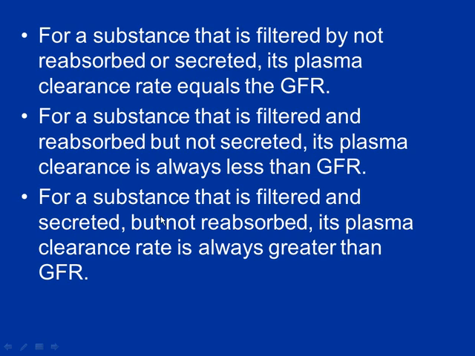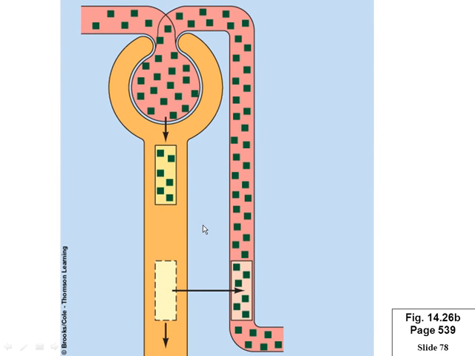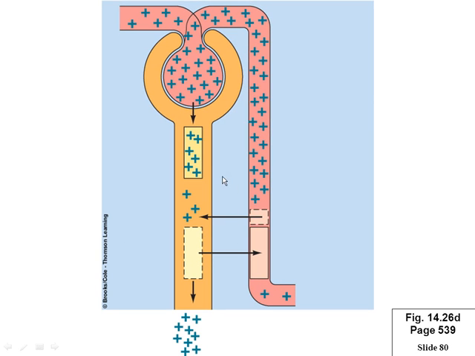And this last one, for a substance that's filtered and secreted, so that means you filter it, you push stuff into the filtrate, and then when you secrete it, you add more to the filtrate. What's going to happen to the amount you put out in your urine? Is it going to be 125, less than 125, or more than 125? It's got to be more. It has to be more. If you're filtering it up here, and then you're also secreting it, there we go. So if you're filtering it here, and then you're secreting more, it has to be higher.